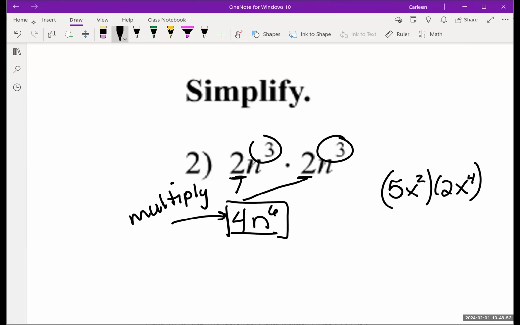Can you guys type that in? And to get an exponent, you're going to type this. For example, this would be 4n exponent 6. Can you guys type that in?